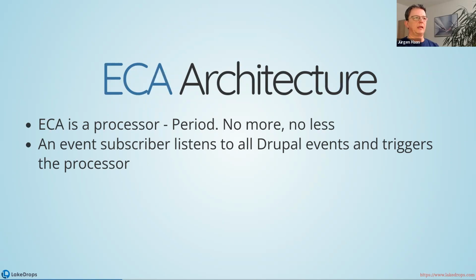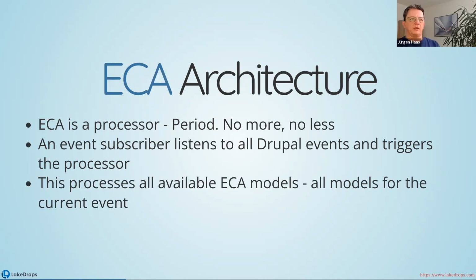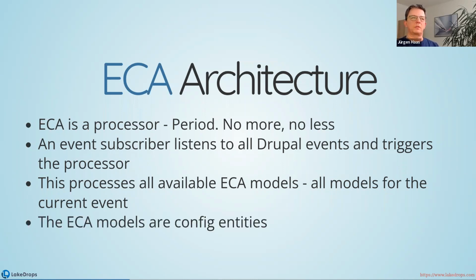And ECA subscribes to all Drupal events and triggers the processor. And the processor itself looks into all available ECA models that are available on this Drupal site and sees if it needs to be doing something, etc. And all those ECA models are config entities. So that means with CMI, you can develop your models, you can push them upstream, you can copy them to other Drupal sites, and so on and so forth.